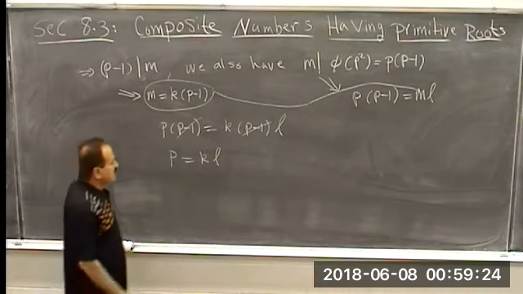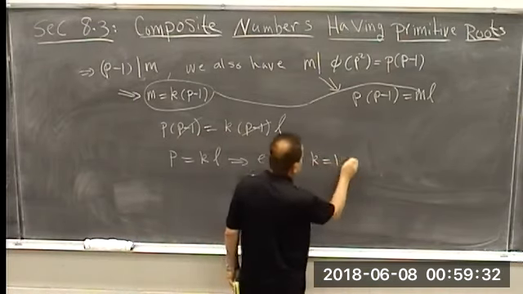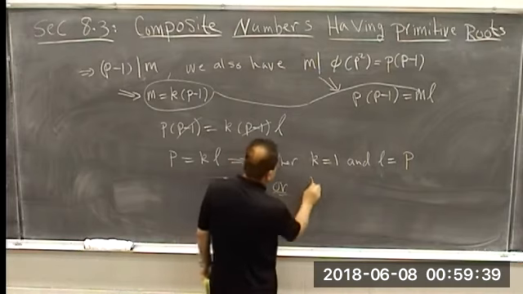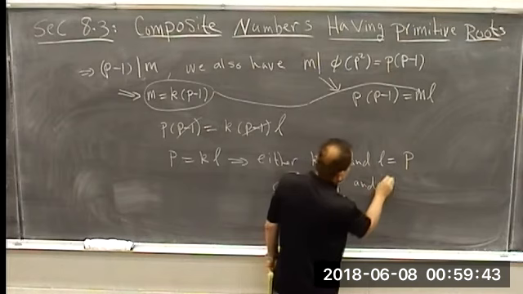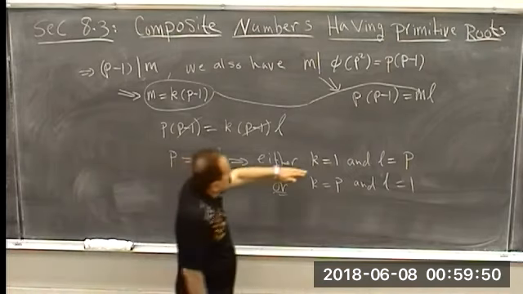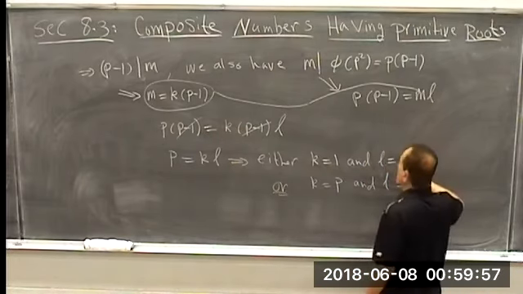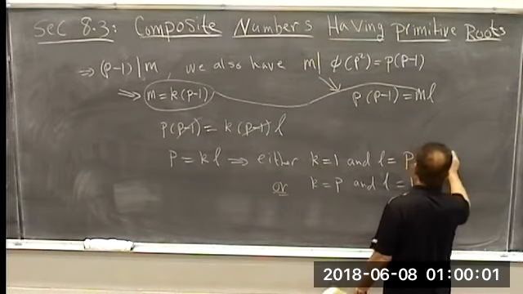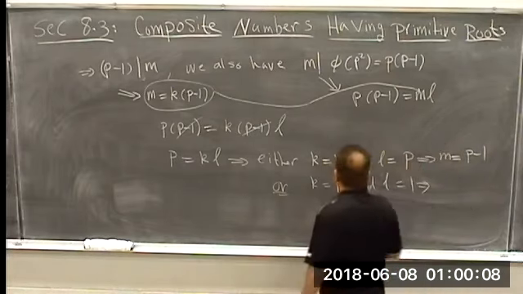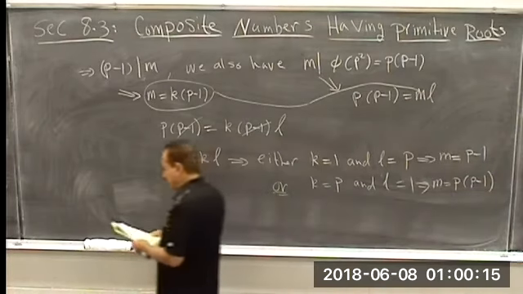But p is a prime, so this implies that either k equals 1 and l equals p, or k equals p and l equals 1. Well, let's see what this first possibility gives. If k is equal to 1 and l is equal to p, this implies that m is equal to p minus 1. And the other would imply that m equals p times (p minus 1). So these are the two possibilities.